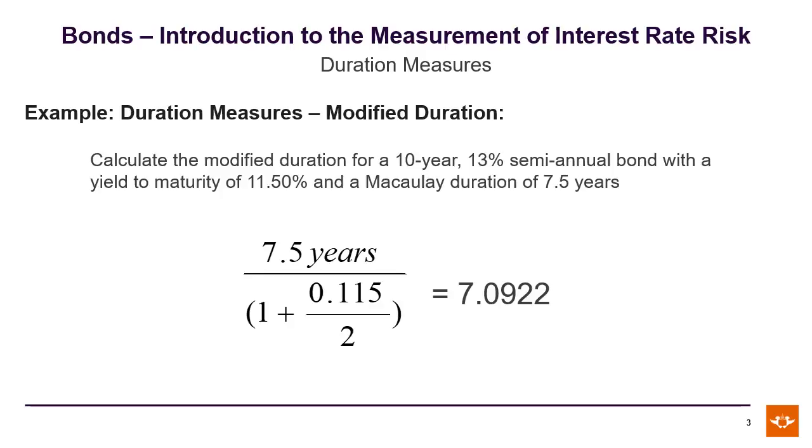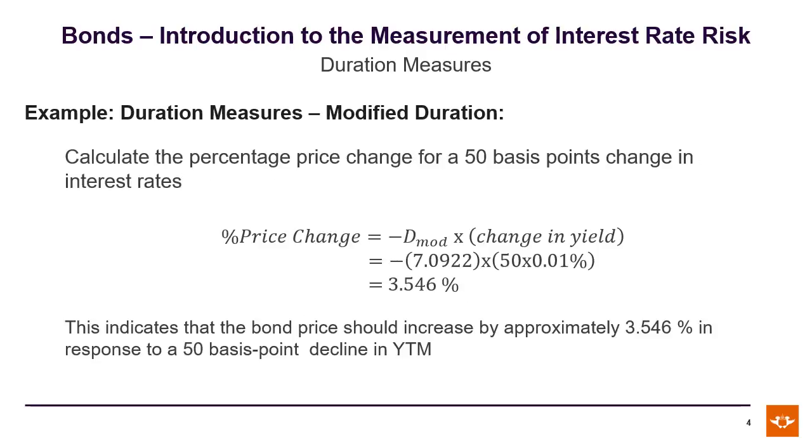Now we're going to move on to calculating the percentage price change for a 50 basis point change in interest rates. Looking at our calculation, it works out to 3.546%. A basis point is 0.01%, which is why we multiply the 50 by that to convert it to a percentage. So what this indicates is that the bond price should increase, because we're looking at a decrease in yields, by approximately 3.5% for a 50 basis point decline in the yield to maturity.